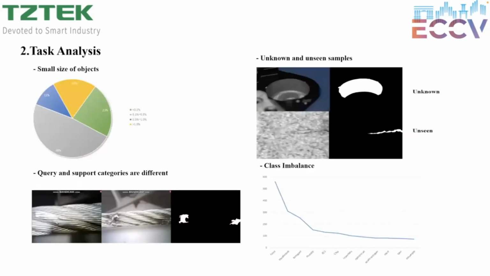Through data analysis and some experiments, we identified the following 4 challenges in this competition: small size of objects, query and support categories are different, unknown and unseen samples, and class imbalance.